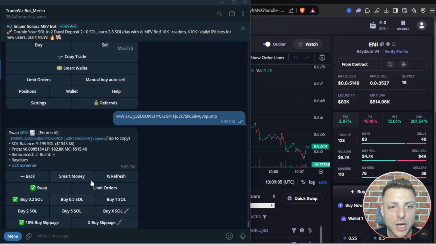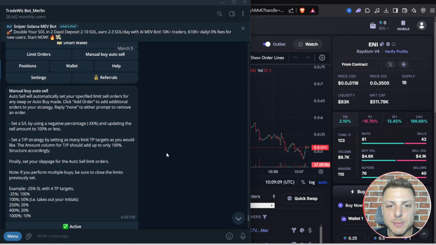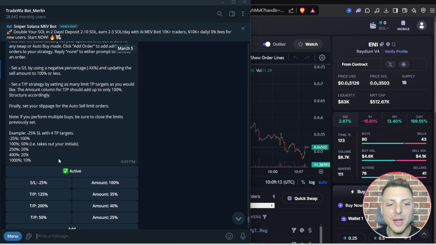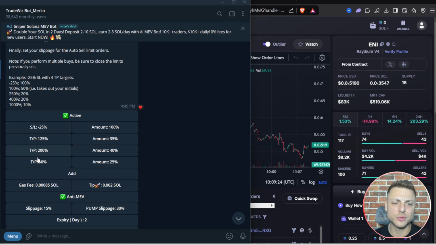Not only that, I really love their manual buy and auto sell strategy, where I'd manually buy, like you just saw, I pasted in the coin and I'd instantly buy, and then I could set some auto sell strategies where I have an automatic stop loss. I also have some auto take profit levels at 100%, 200%, 300%, at all these different levels. So I could set that up to basically be automatically trading for me.